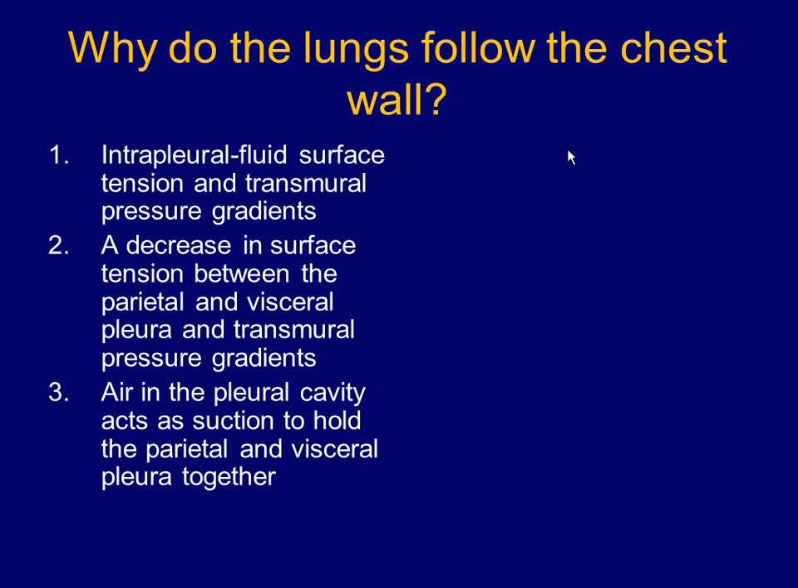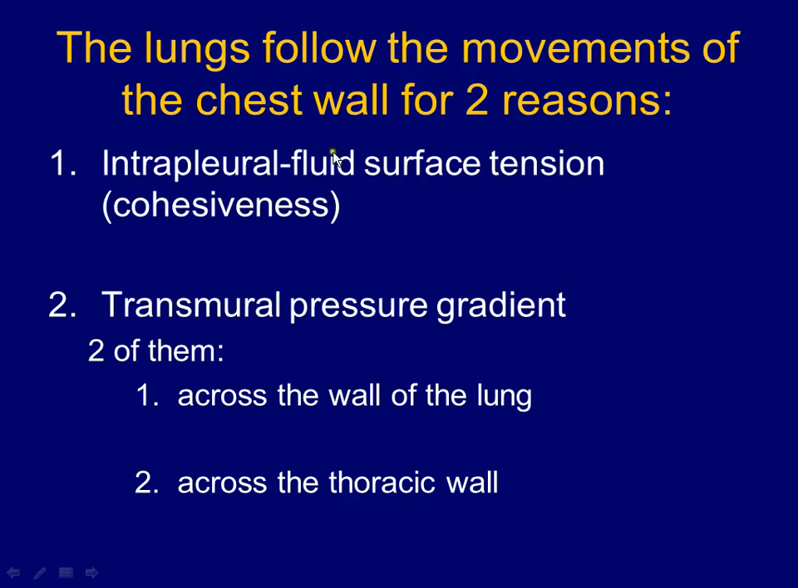More people said true to the first one. Nobody even said anything to number two. How about number three? Air in the pleural cavity acts as a suction to hold the parietal and visceral pleura together. Nobody wants to say anything about that. Looks like number one. Well, what's wrong with number three right away? Hopefully there's no air in the pleural cavity. What should be in the pleural cavity? Should be water, right. So if you flip back or look in your notes, it was right here. Intrapleural fluid tension and the transmural pressure gradients.